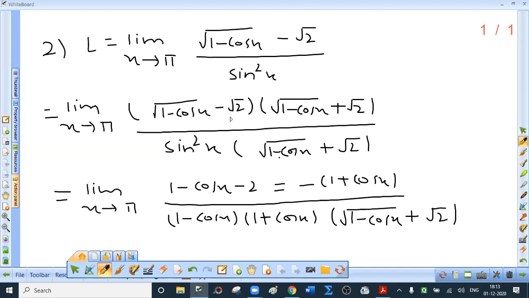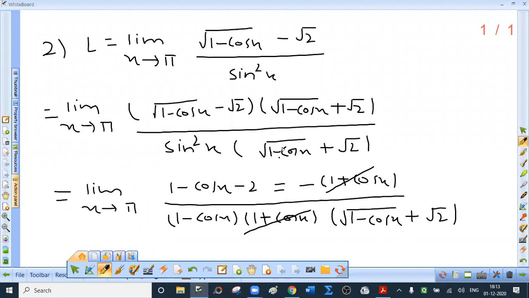Now meantime in the numerator, (a minus b) into (a plus b), a square minus b square. So 1 minus cos x minus 2. That is minus cos x plus 1. Take minus sign common to get 1 plus cos x. Can I cancel 1 plus cos x? Actually, we are used to cancelling 1 minus cos, but here tending value is pi. Cos pi is minus 1. That is why this is giving 0 by 0 form. Once we cancel this, we are in a position to evaluate the limit.